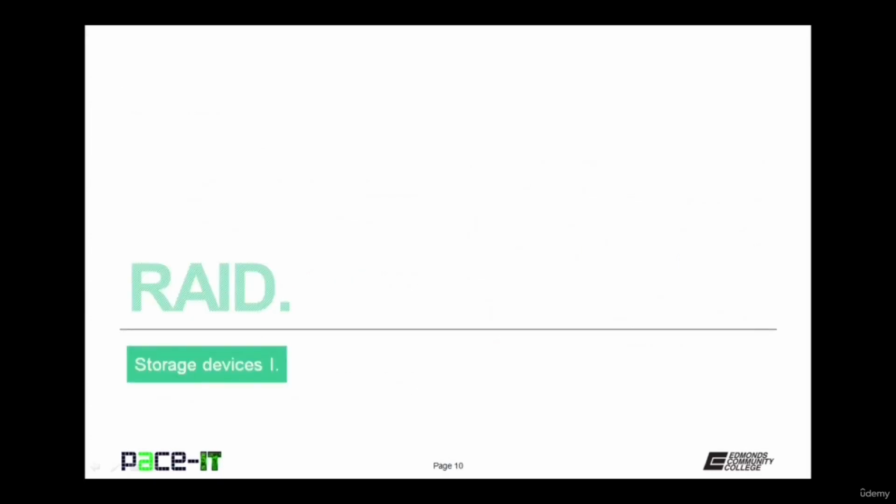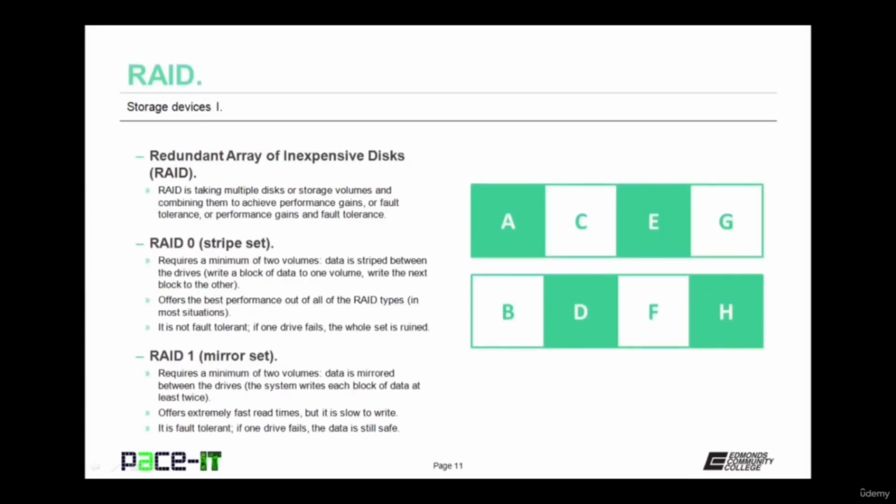Now let's move on to RAID. RAID stands for Redundant Array of Inexpensive Disks. Now, RAID is taking multiple disks or storage volumes and combining them to achieve performance gains, or fault tolerance, or performance gains and fault tolerance. The first RAID that we're going to talk about is RAID 0, also known as a stripe set.